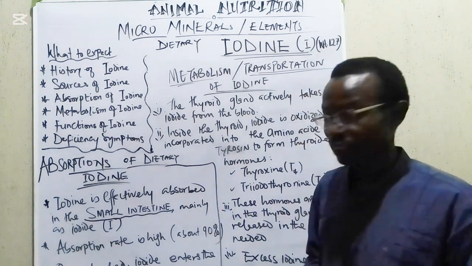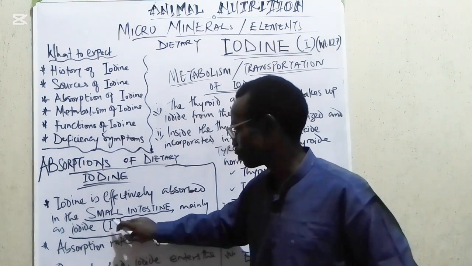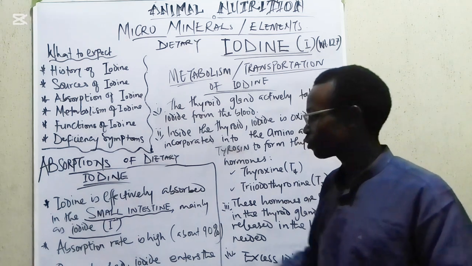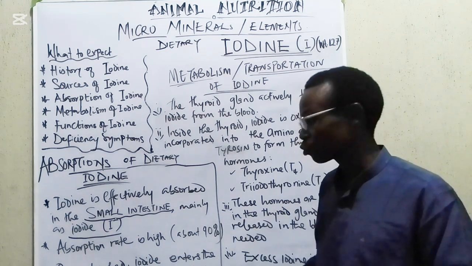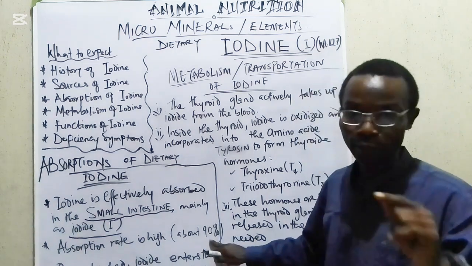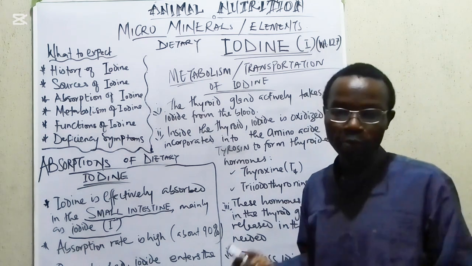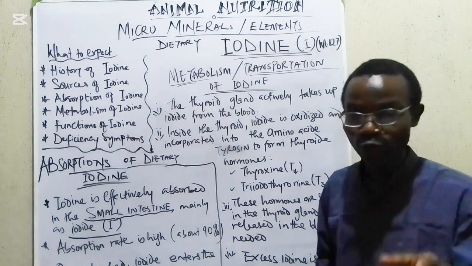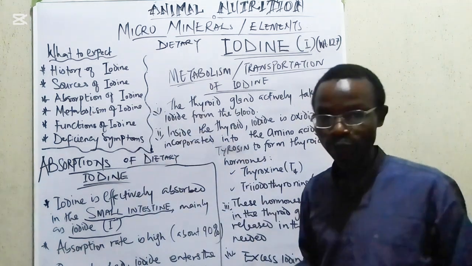And the form it takes is usually the iodide form. Iodide, that is iodine dash, iodide, the ionic form of it. So it's actually very well absorbed. The absorption is so efficient that it can be more than 90% absorption rate. Now, when it's absorbed, what happens? Just like most food, it gets into the bloodstream. Now, this is where it takes us to the next, metabolism or transportation.